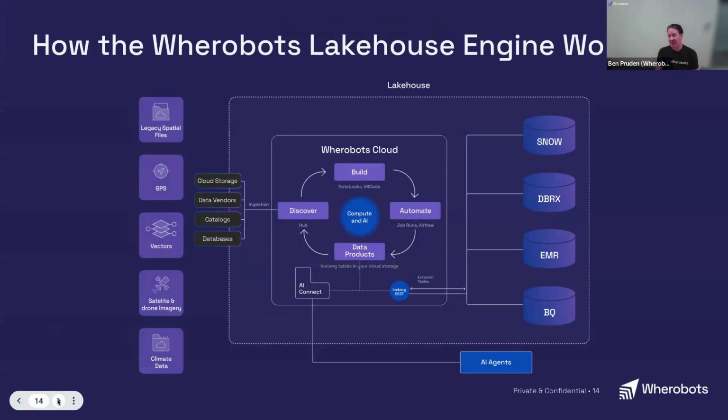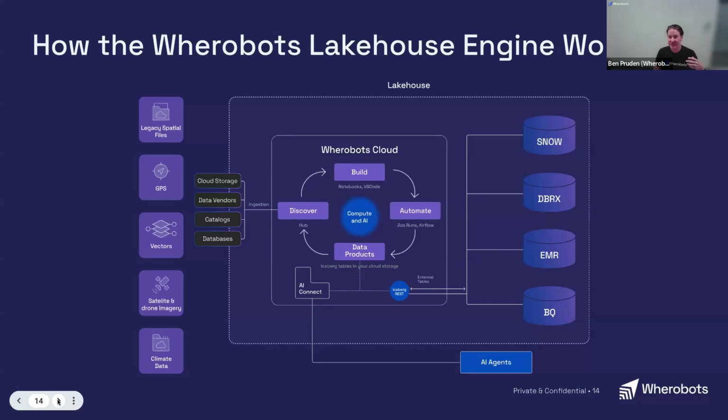So when you're working with Wherobots and the Lakehouse for spatial data that we are supporting and delivering, you've got a lot of different data sets. Typically, they're in cloud storage or some other database that you're dealing with. So we can connect directly to where that data sits, whether it's in Amazon S3, Simple Storage Service, or in Postgres or other systems. We can read that directly from where it sits. We can read any number of native geospatial file formats, whether those are GPS traces, vector data sets, satellite or drone imagery, or climate data. We can read all of those data sets into the Wherobots cloud service.